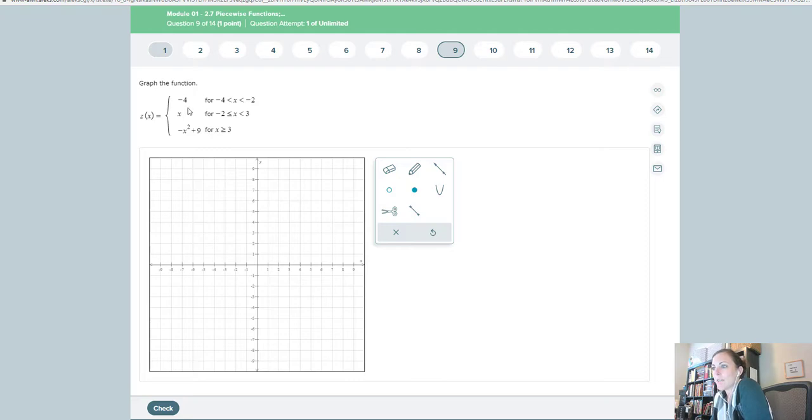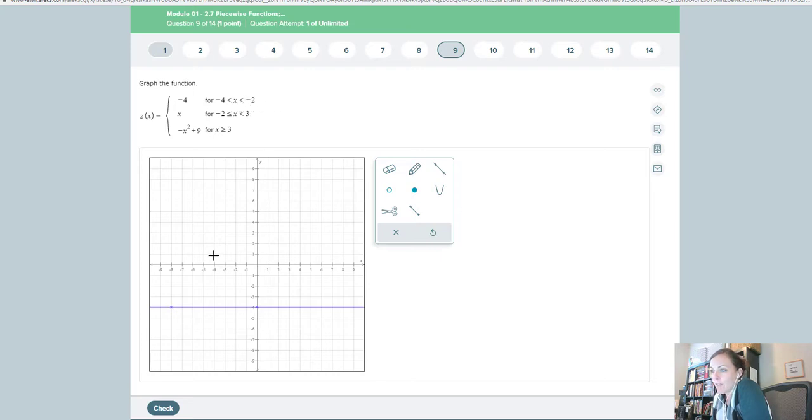So the first one is looking at a function where it's like z of x equals -4. That's a constant function. So I'm going to draw a line, and it's going to be a horizontal line going through -4, and you can plot just whatever point you want. So there we go. That's the graph it's talking about. Now we do have to cut this line because it says it only looks like that when our x values are between -4 and -2.